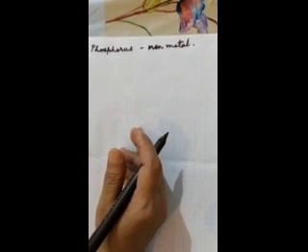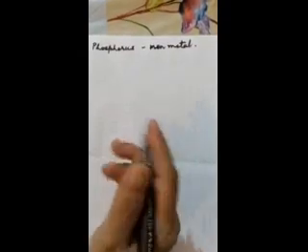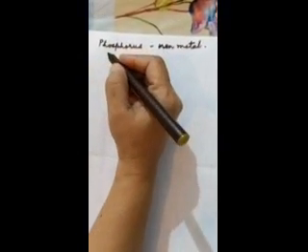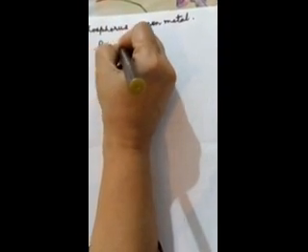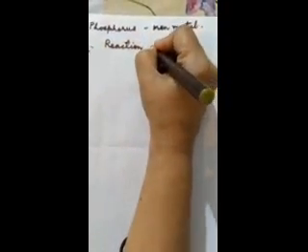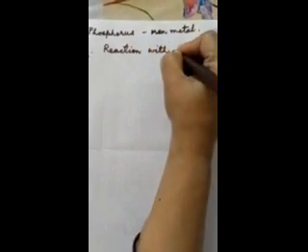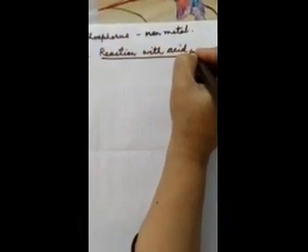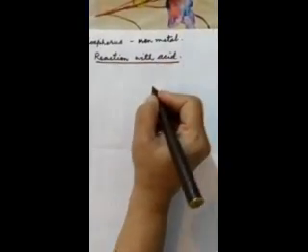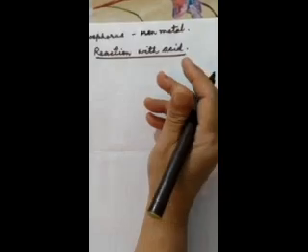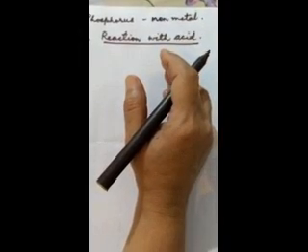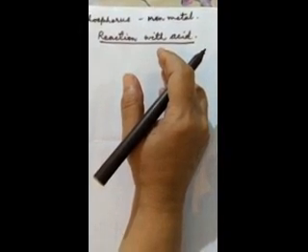Now, in order to see how the metals react with acid, we will perform another activity, that is reaction with acid. In order to perform this experiment, we will take some clean iron nails and put them in a test tube.